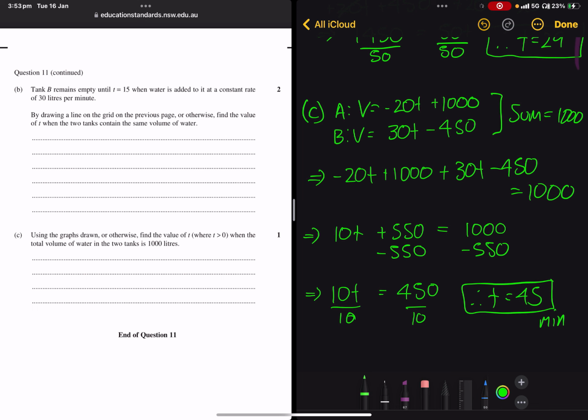Of course, it is also true that at t equals 0, the sum of volumes in the tanks is 1,000 because one of them has 1,000 litres and the other one is empty. But the question specified for us the value of t where t is greater than 0. So this is the correct solution that we want here. You will get 1 mark for a correct answer that has some kind of correct working, or if you've used the graphs, just good graphs that clearly demonstrate this.